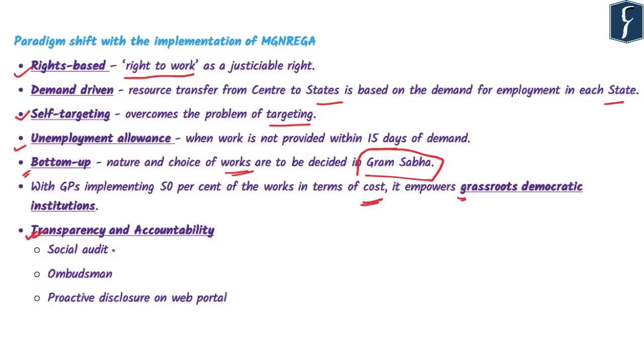For example, there is mandatory provision of social audit. There is also a provision of ombudsman system because CAG does not audit MGNREGA, and Mahatma Gandhi National Rural Employment Guarantee Act also asks the state government to proactively disclose all the information on the web portal. And that's how the information we have got that 1.9 lakh people have got employment so far under NREGA.